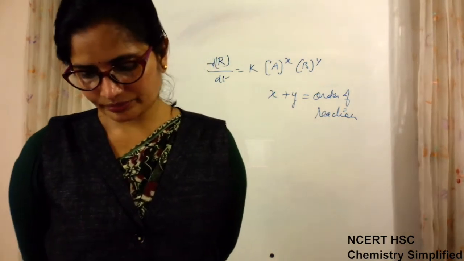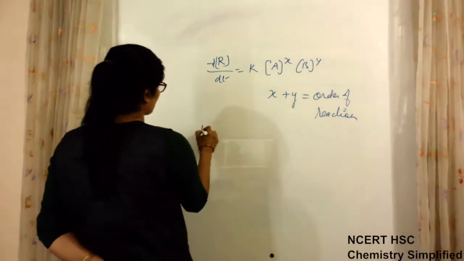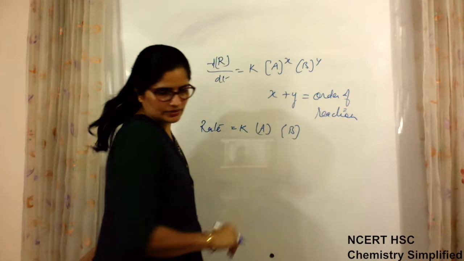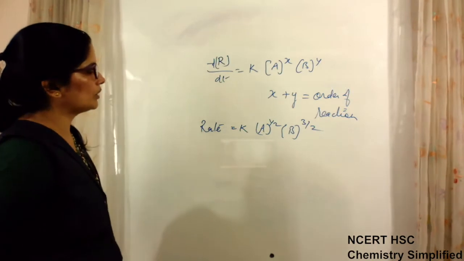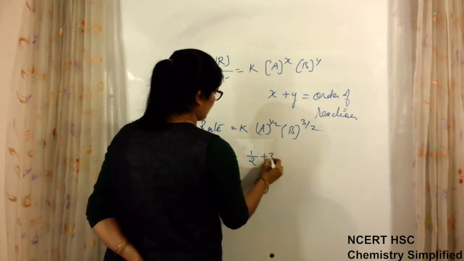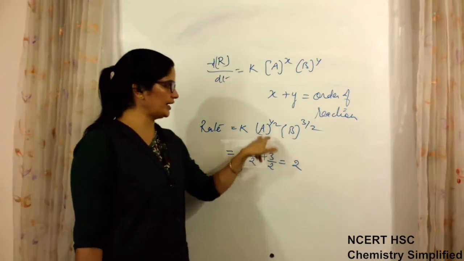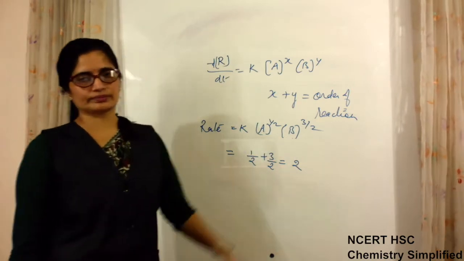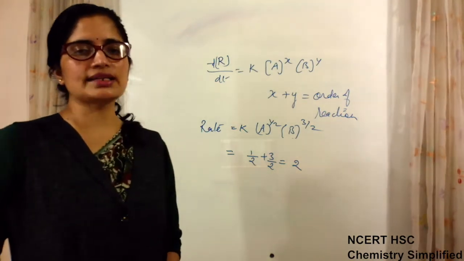For example, calculate the overall order of reaction for a particular reaction which is given. Rate is equal to k a to the power 1 by 2, b to the power 3 by 2. You have to calculate the order of reaction. Simple calculation: you have to add only half plus 3 by 2, that is 2. So individually a is raised to power half, b raised to power 3 by 2, but the overall order of the reaction is 2. The overall reaction is a second order reaction.